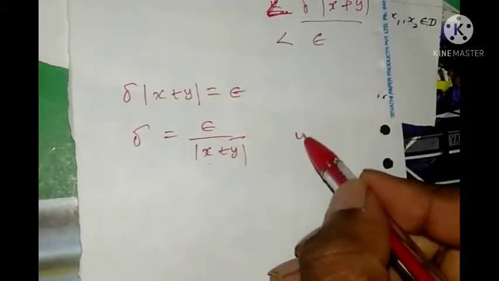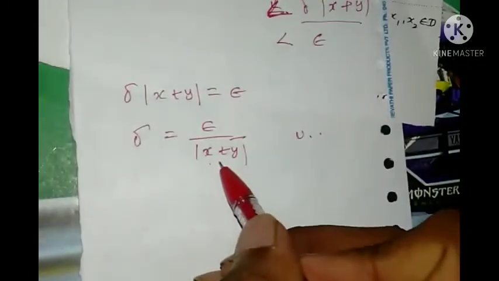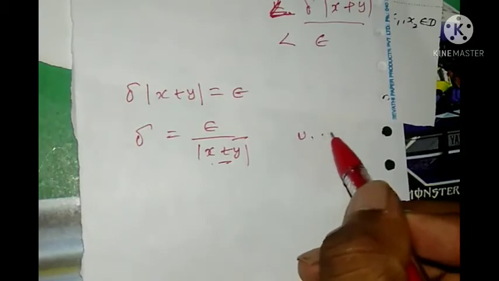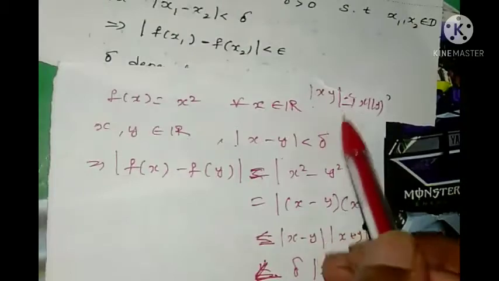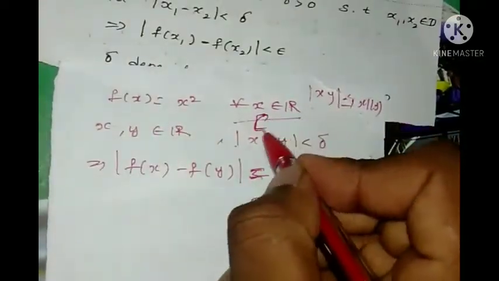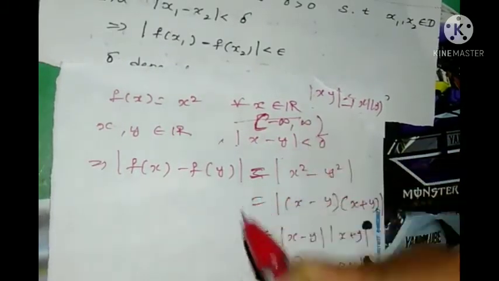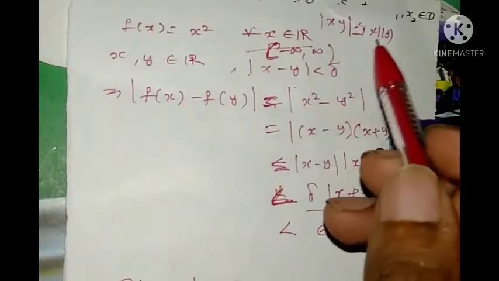This is not uniformly continuous. Here delta depends on epsilon as well as points, so that's why this is not uniformly continuous on this domain, that is for all x belongs to R. This can be written as the open interval minus infinity to infinity. By using the extended real number system we can also say this is not uniformly continuous. This is another method.